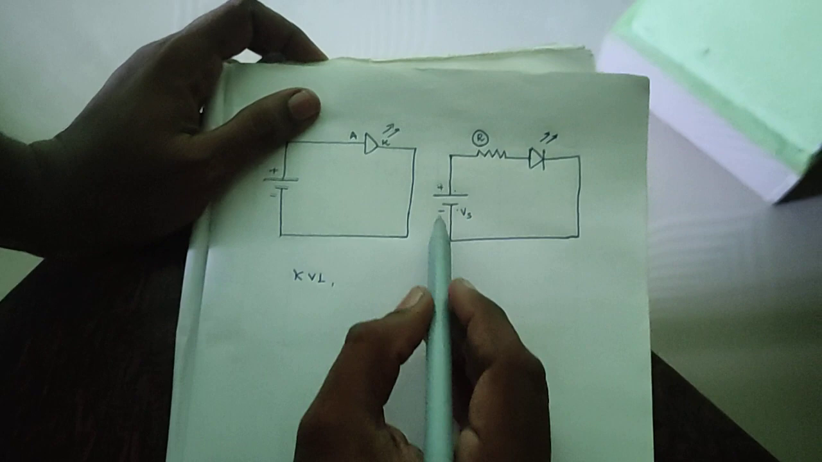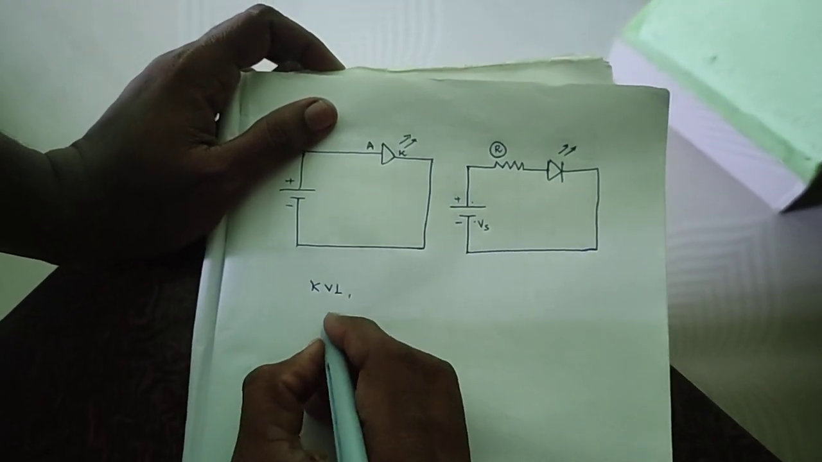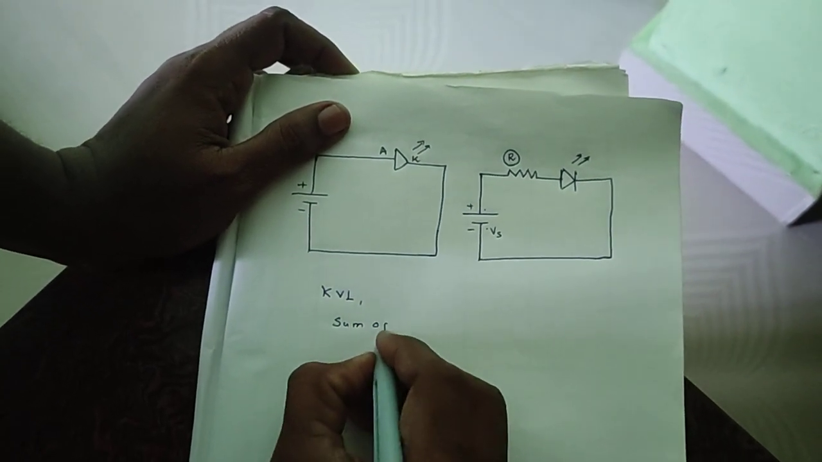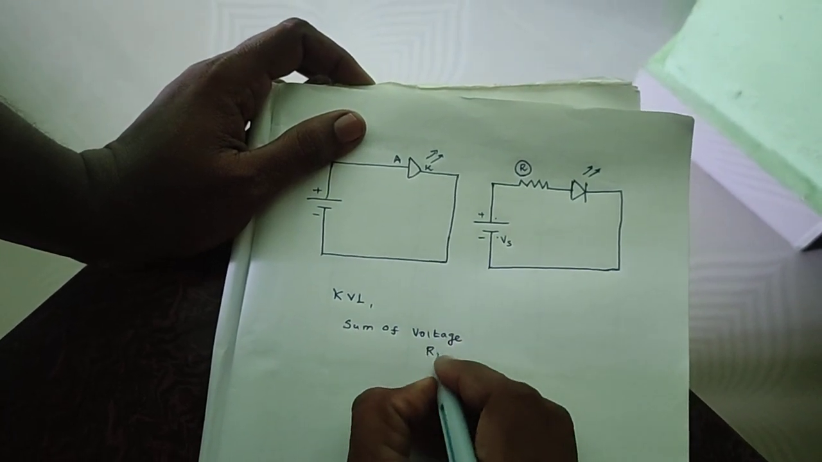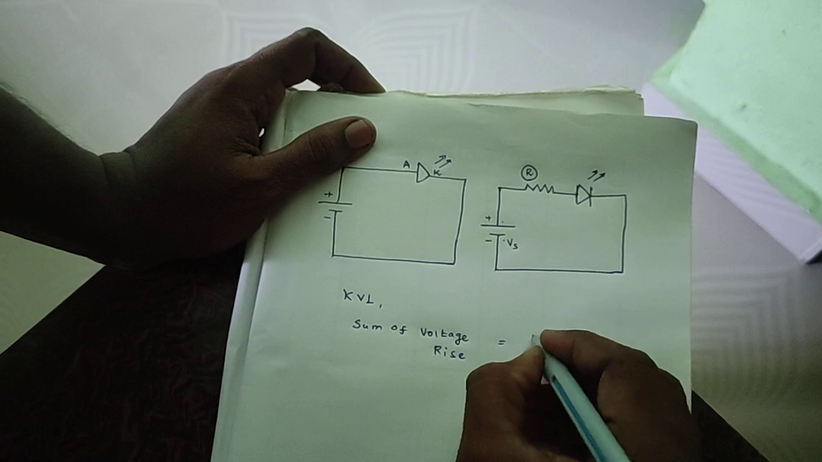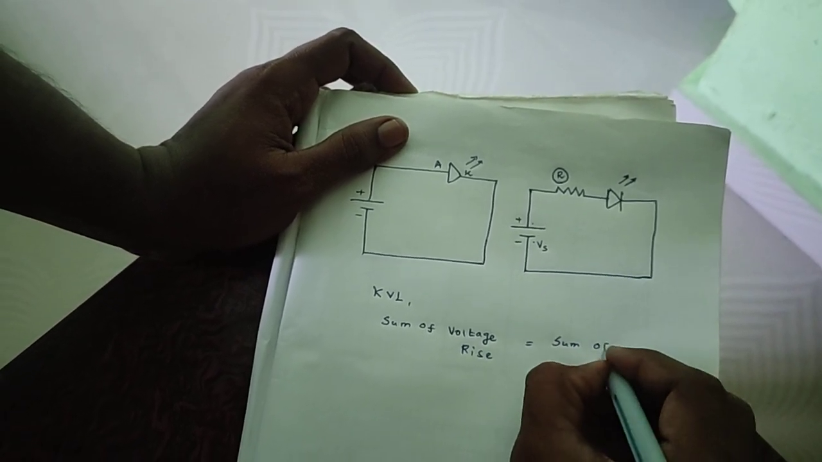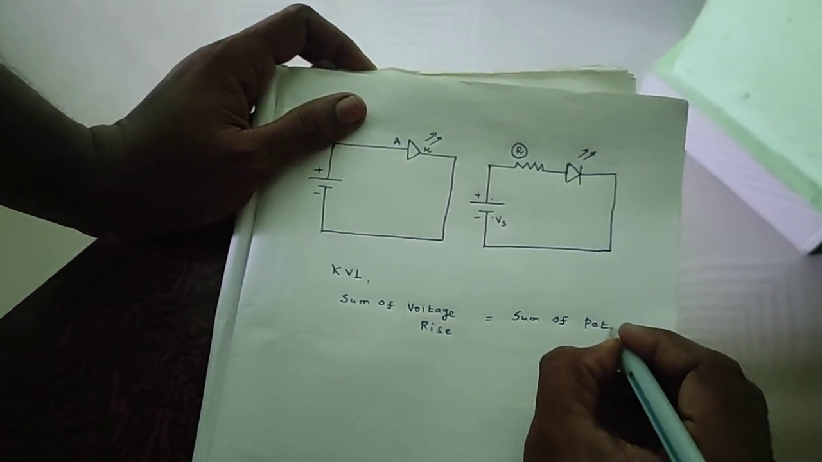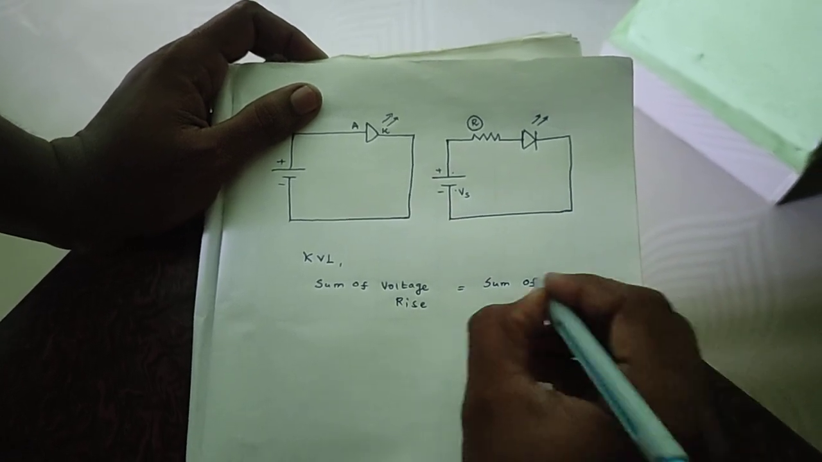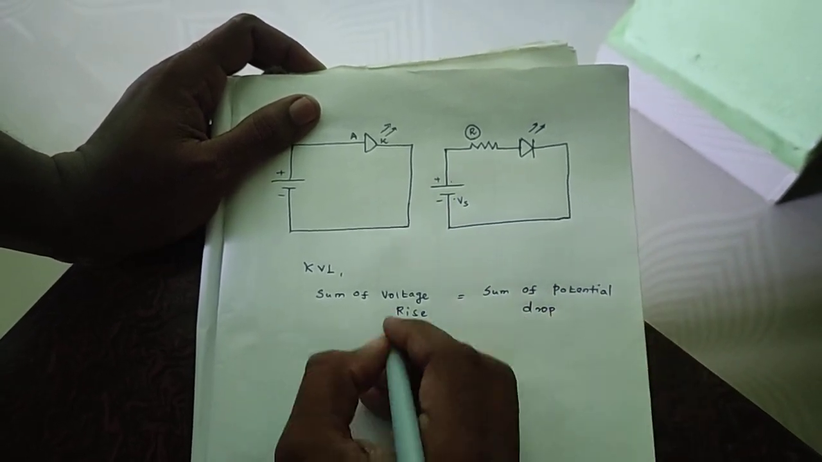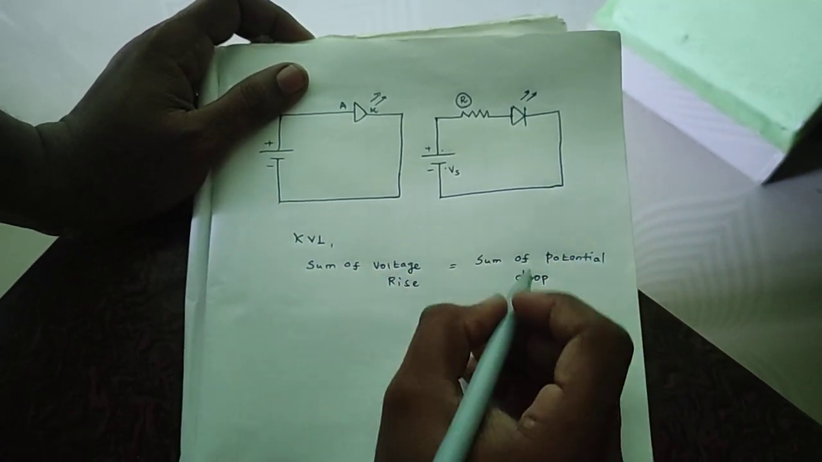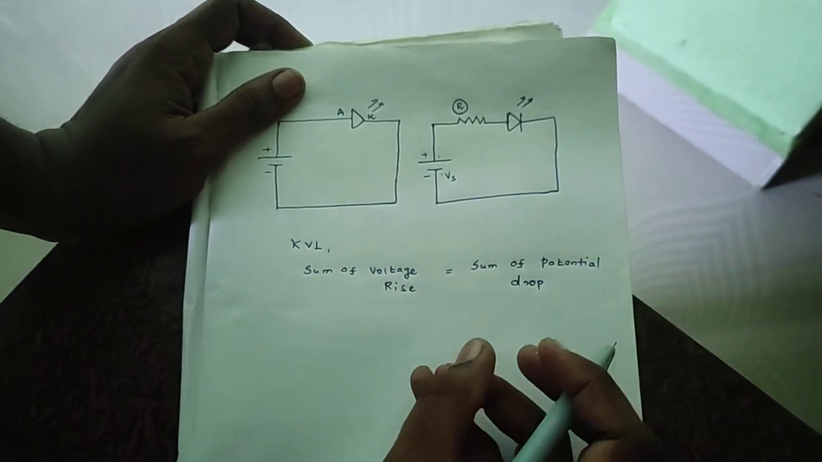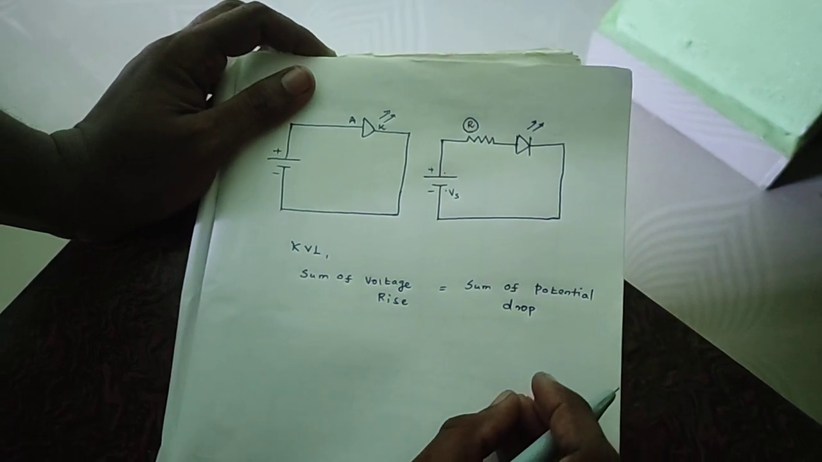So in any closed circuit, always the sum of voltage rise, or in other words potential rise, will always be equal to the sum of potential drop. Right, rise means it is the voltage which is given by the source. Drop means the voltage which is taken by the electrical appliances. Right, that is what drop.